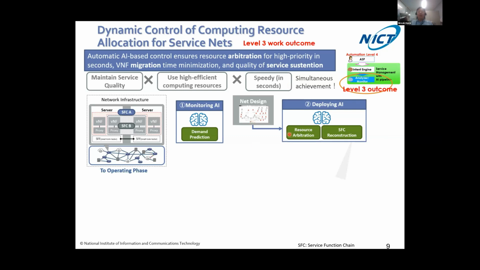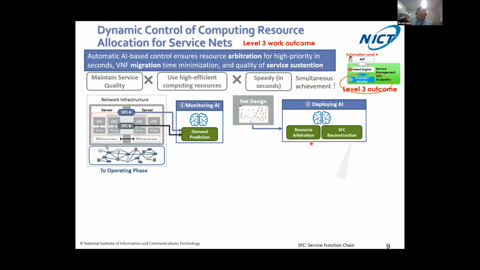The bottom figure is a conceptual figure. Service function chains consist of a set of virtualized network functions that process packets transferred on the path between servers and clients. In order to keep satisfying diverse quality of service requirements, we establish an autonomic resource management framework. The framework includes two parts, monitoring and deploying AI.